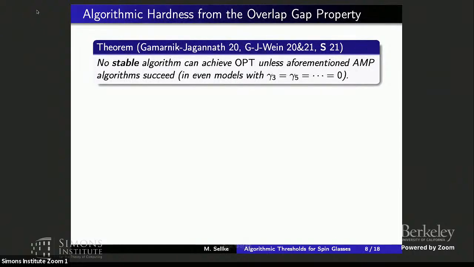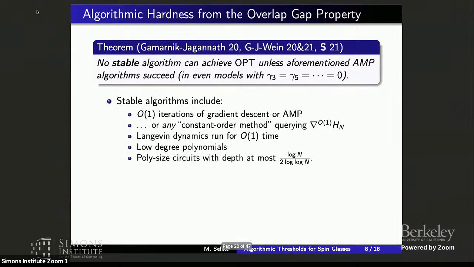On the other hand, when there is an overlap gap, which is essentially just the complement of when AMP works, you can show that no sufficiently stable algorithm can achieve opt. These results hold basically in general, except that you need to assume that the odd coefficients are 0. So there are no odd degree terms except maybe the linear term.